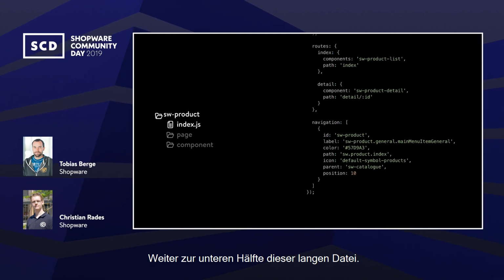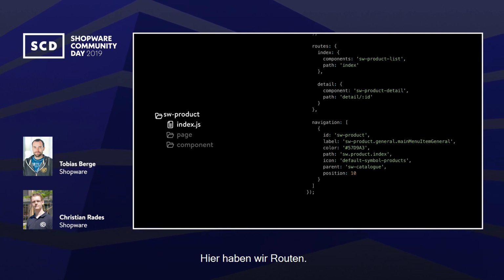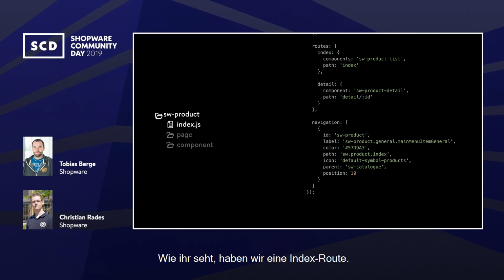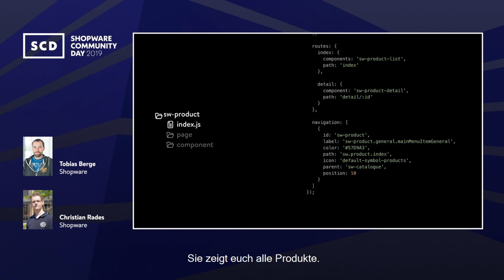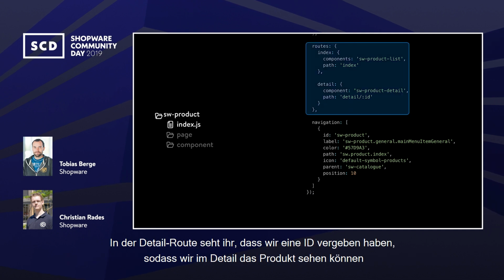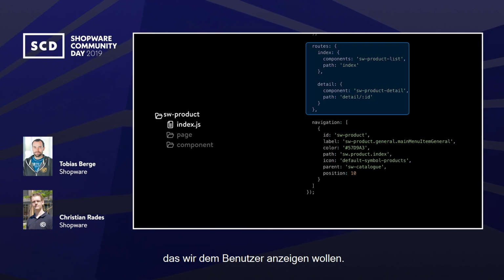Next up, the latter half of this long file. We have routes. These are the actual bit that determine how your page looks. As you can see, we have an index route, quite obviously. That is the one that shows you all the products. It has a path, simply index, and it has associated one of the page components we loaded further up. And then in the detail route, you see that you actually pass an ID. So you can see in detail the product you want to display to the user.